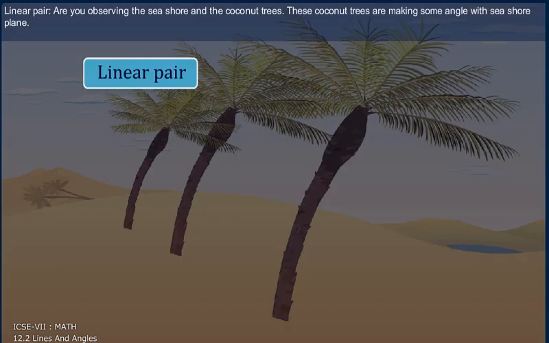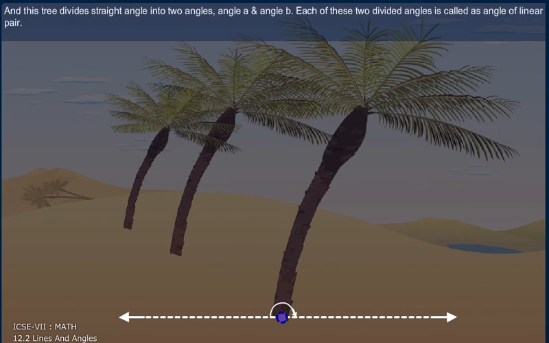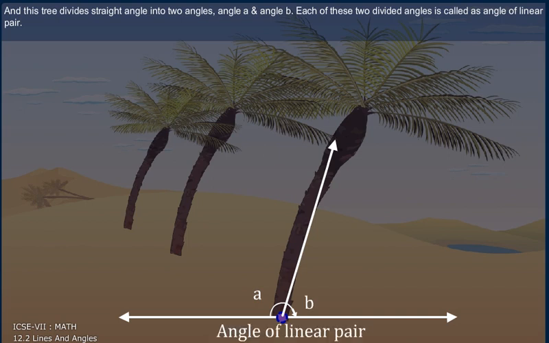Linear pair. Are you observing the seashore and the coconut trees? These coconut trees are making some angle with the seashore plane. Now, consider the seashore as a straight line and this tree as a ray. From this point of view, it will be a straight angle. And this tree divides the straight angle into two angles, angle A and angle B. Each of these two divided angles is called an angle of a linear pair.